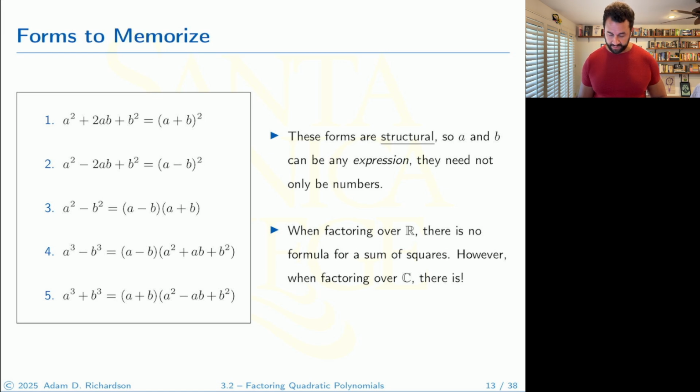Another little side note down here: when you are factoring over R, the real numbers, there is no sum of squares formula. A squared plus B squared is as factored as it gets over the real numbers, unless A and B share common factors, and then you can factor them out and so on. But there's no formula for the sum of two squares that's valid over the real numbers. However, there is one when you factor over C, the complex numbers. And we're going to see that when we get to section 3.6.